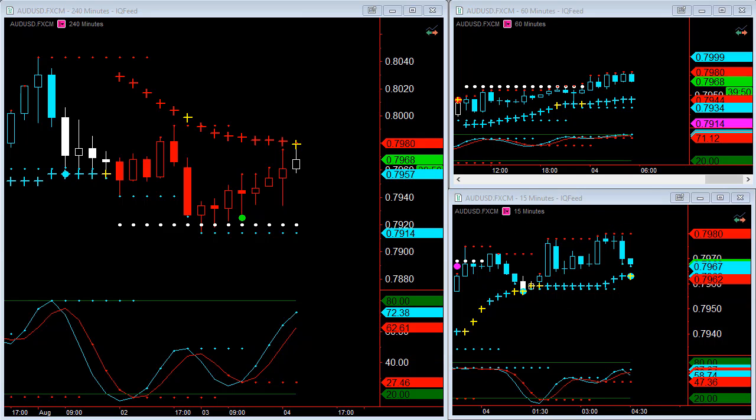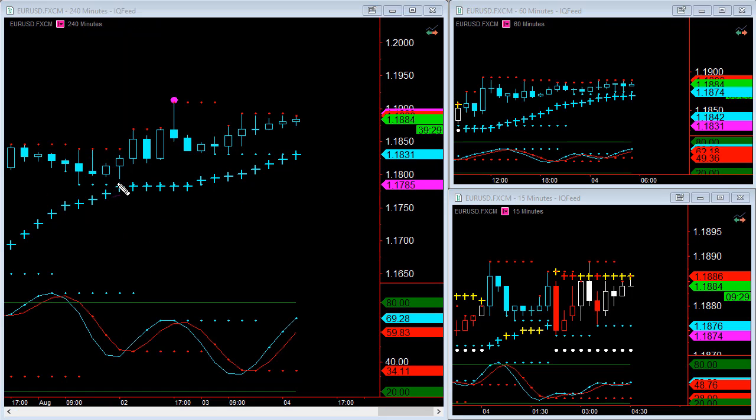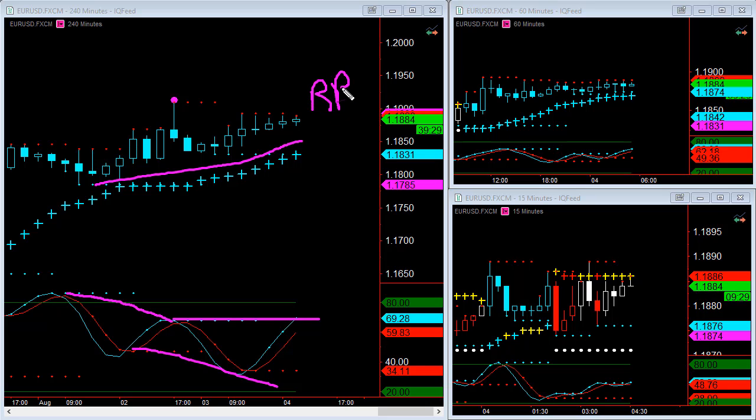Now let's go and look at the euro dollar. We just made a higher low on the euro dollar, but a lower low on the stochastics. The problem is I'm not seeing a lot of momentum to the upside. We've already had a trend divergence here, and it looks like we may have hidden divergence on the upside. We do need a reversal bar before we would see that hidden divergence.